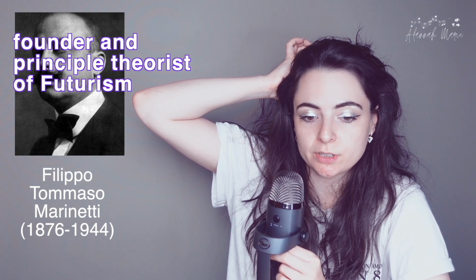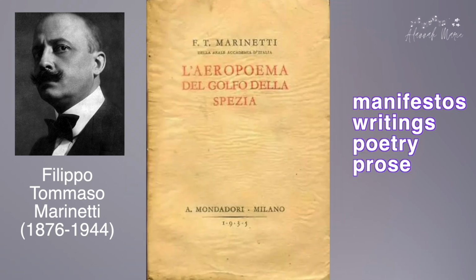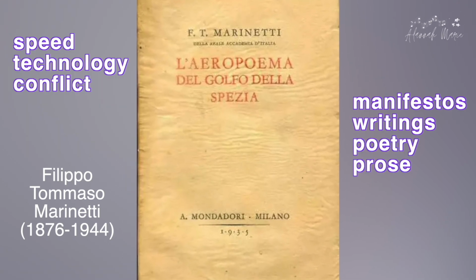And we have some notable figures. Filippo Tommaso Marinetti, the founder and principal theorist of Futurism. Marinetti's manifestos and writings laid the foundation for the movement. His poetry and prose often celebrated speed, technology, and conflict.